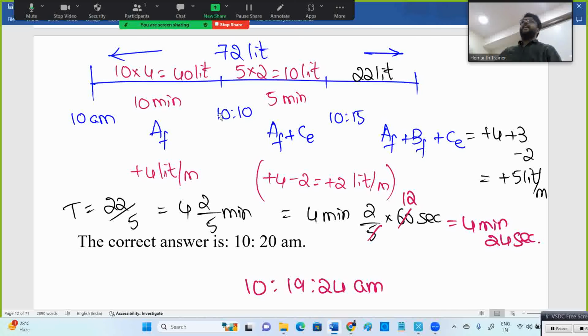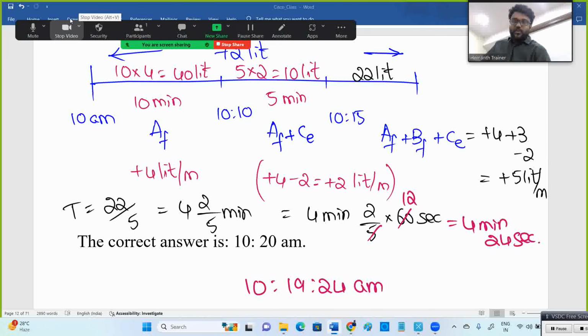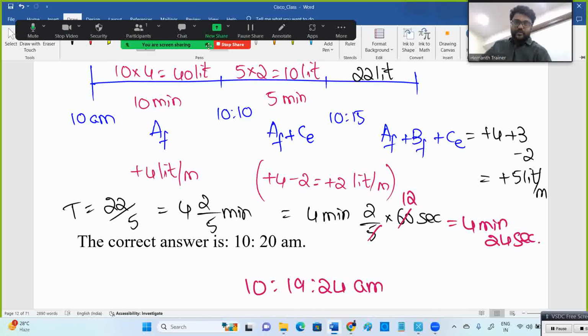In your textbook, they always take the tank capacity as 1, but that's not a rule. There is no such rule that you should always take 1. There is nothing like that. Now, any doubt in this, please? This is concept oriented stuff and it's linked to time and work, and a bit to time and distance also.